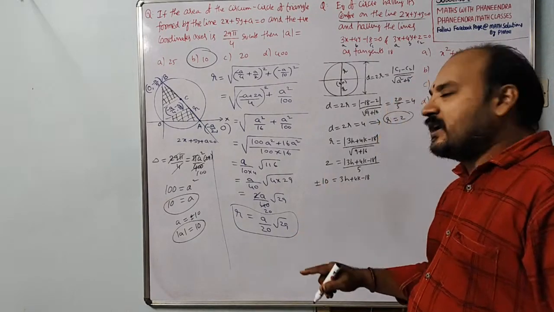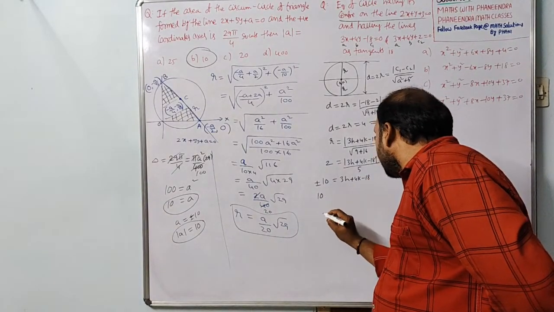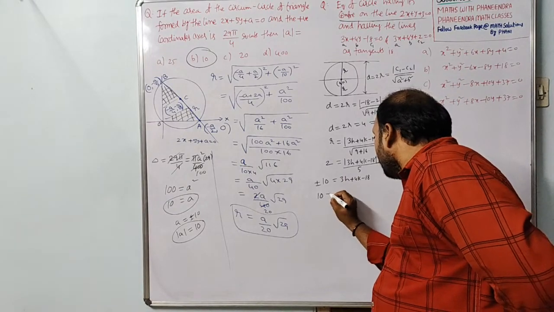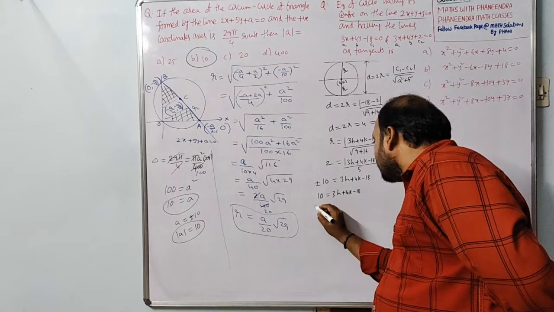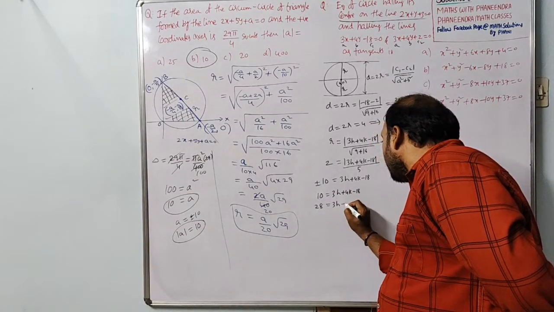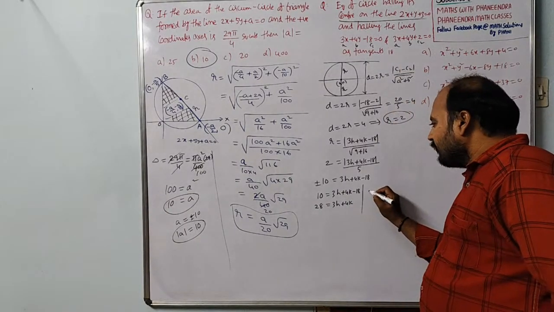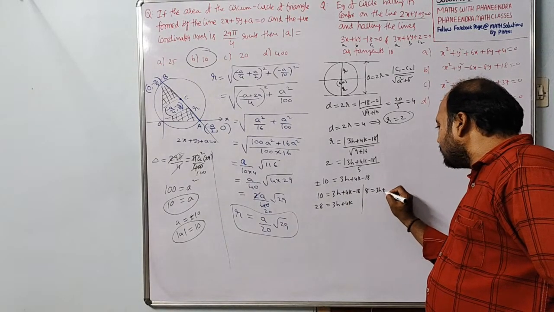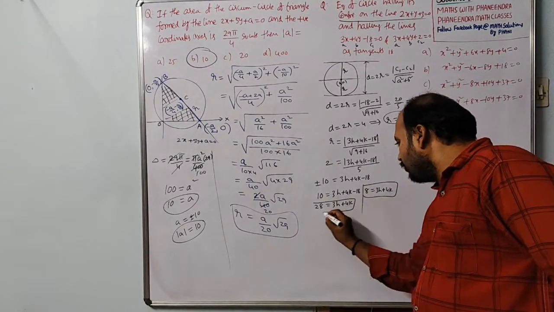If you bring a plus, you will get 10 equal to 3h plus 4k minus 18. Minus 18, bring the sign, 28 equal to 3h plus 4k. If we take minus 10 and bring the 18 to this side with its sign, it will become 8 equal to 3h plus 4k, dear students. So these are the two lines which we have.